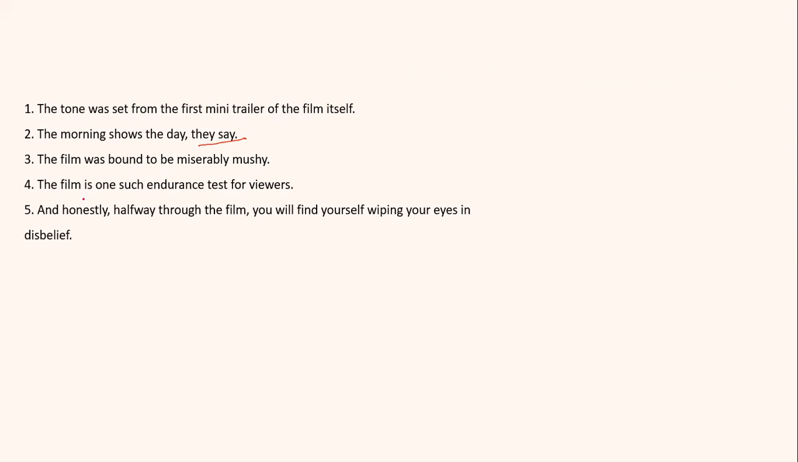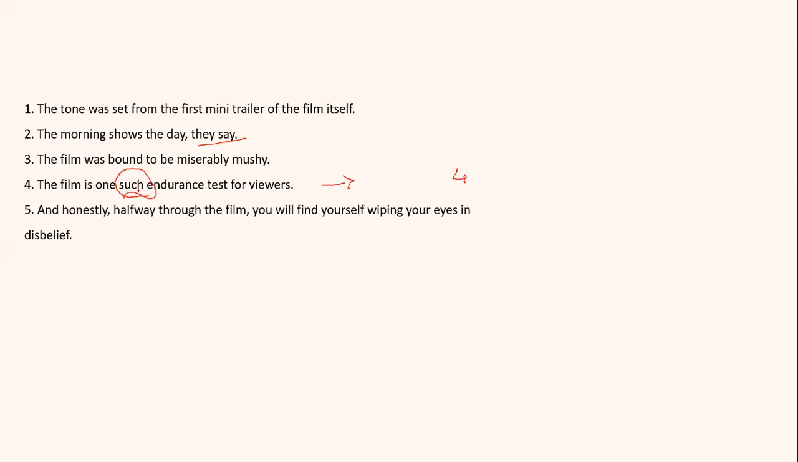Let us see 4. The film is one such endurance test for viewers. This is the hint I am looking for. One such endurance test for viewers. So if 4 is part of the paragraph, then before this sentence, a sentence which talks about some kind of test should come. Only then we can say the film is one such endurance test for viewers. So the film is a test for viewers.